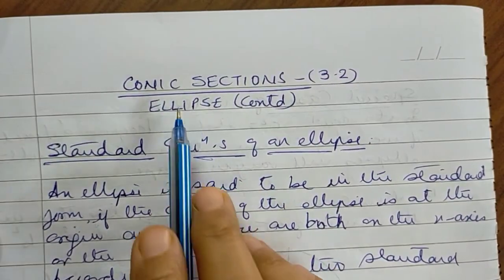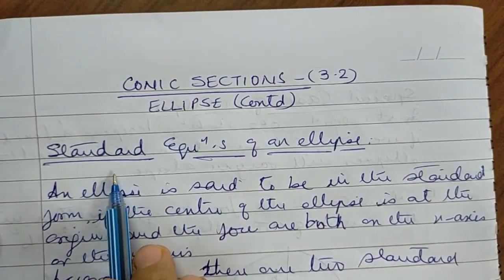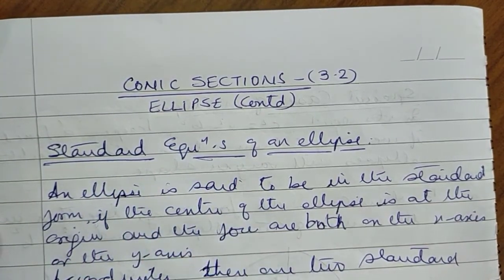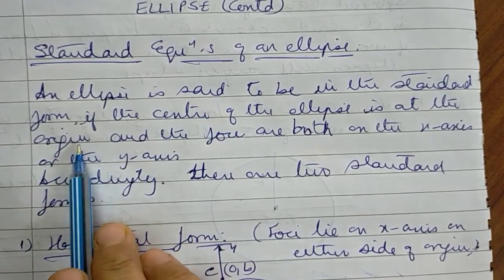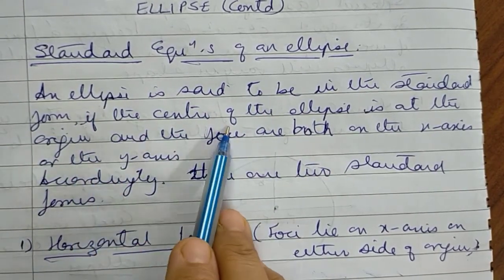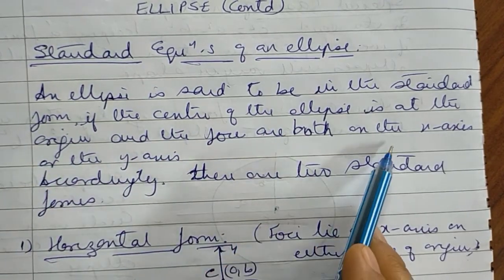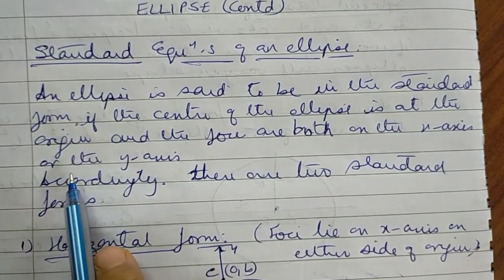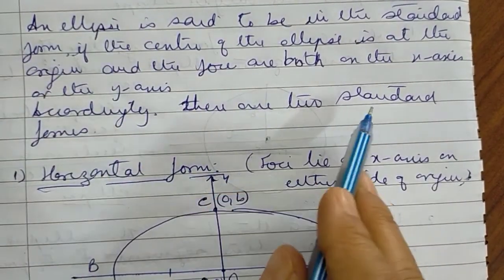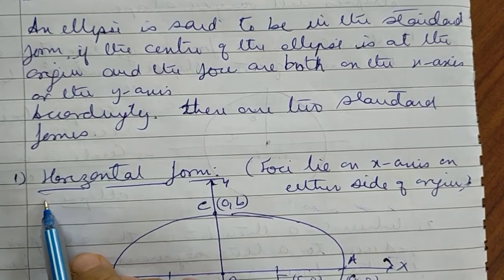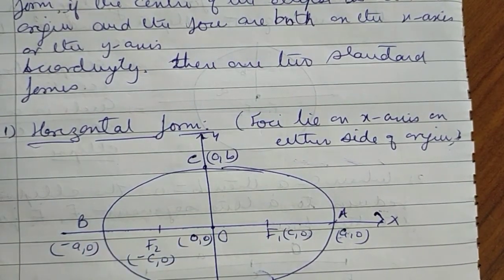Hello students, today I'll be continuing with the topic ellipse and we will be considering the standard equations of an ellipse. An ellipse is said to be in the standard form if the center of the ellipse is at the origin and the foci are both on the x-axis or on the y-axis. Accordingly, there are two standard forms.